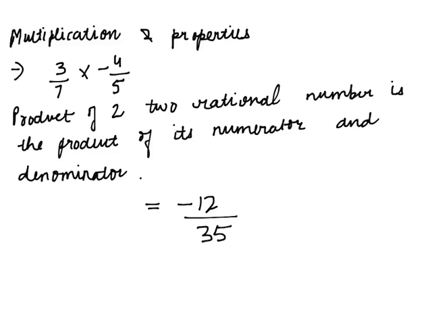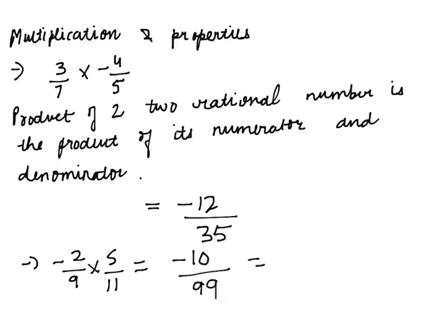We can take one more example: we are multiplying minus 2 by 9 with 5 by 11. Here, if we multiply numerators, we will get minus 10, and by multiplying denominators, we will get 99. In 10 and 99, there is no common factor. So the final answer will remain the same, minus 10 by 99.